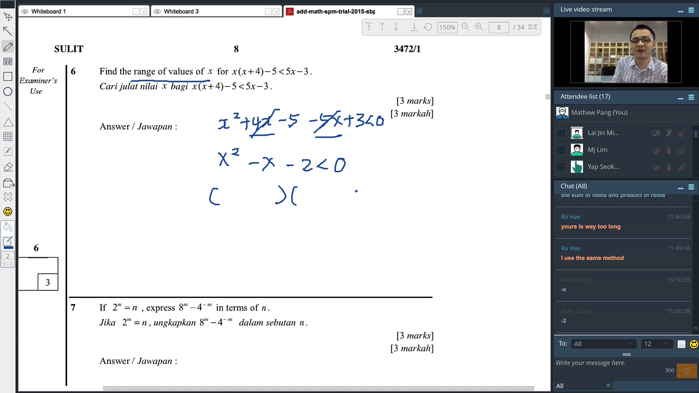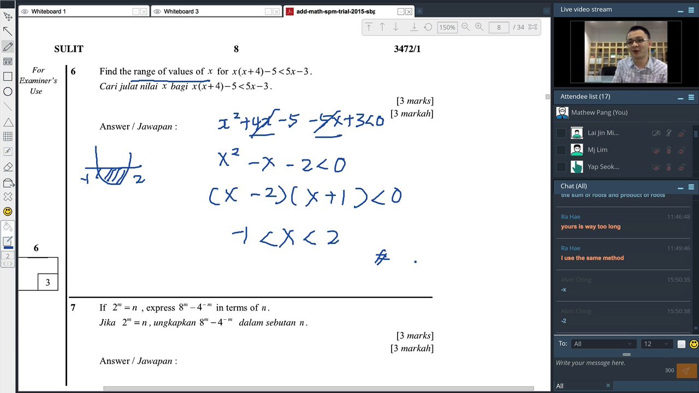Then I will factorize this one, less than 0. This is x, this is negative 2, this is plus 1. So obviously, I say if less than 0 in quadratic, you will need to draw out this one. And you will get negative 1 and 2. Less than 0 means in between here. So x should be between 2 and negative 1. Alright. Easy. This 3 marks is very easy.